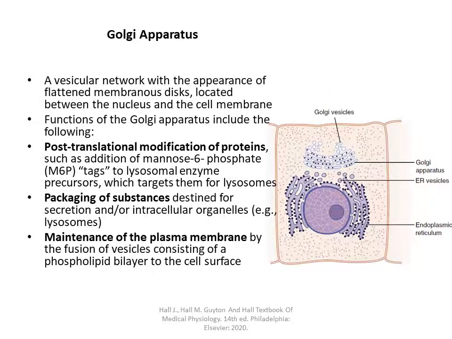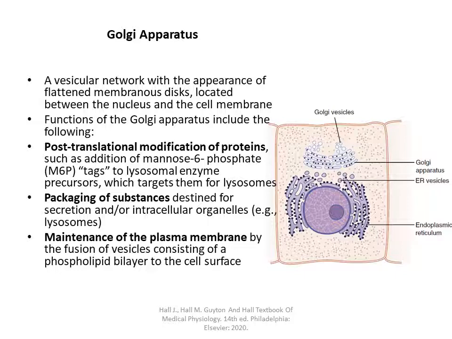Important points related to Golgi apparatus. It is yet again a vesicular network with the appearance of flattened membranous discs which are located between the nucleus and the cell membrane. Some of the functions of the Golgi apparatus that you have to remember. It is involved in the post-translational modification of proteins. That is, once the proteins are formed, the Golgi apparatus can attach certain compounds to it. For example, addition of mannose 6-phosphate tags to lysosomal enzyme precursors. The enzymes which are meant for the lysosomes, the Golgi apparatus can add these tags to those enzymes.